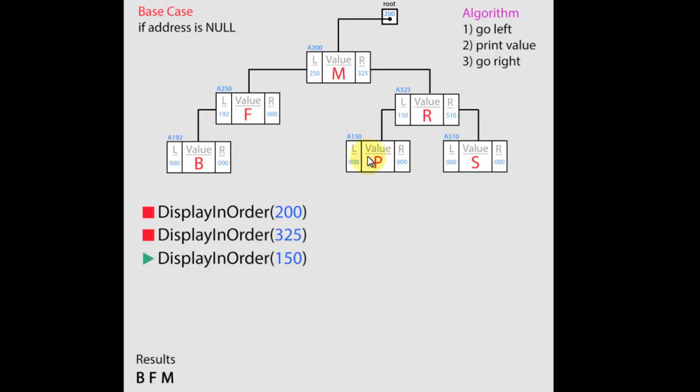Okay, so then now we resume the display in order. It already went left, so now step 2 is to print its value. Okay, so then that prints out the P. Now we can go to step 3, which is go right.